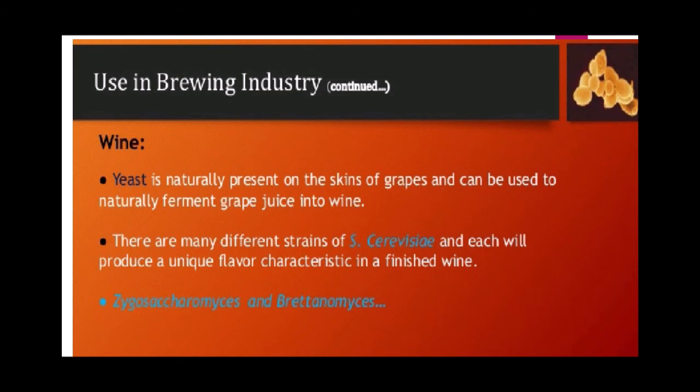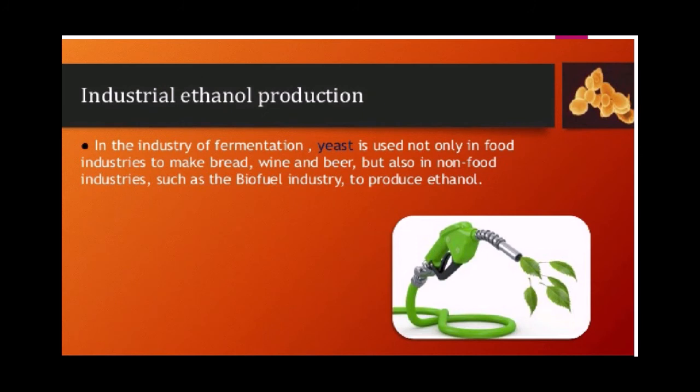Yeast is naturally present on the skins of grapes and can be used to naturally ferment grape juice into wine. There are many different strains of S. cerevisiae and each will produce a unique flavor characteristic in a finished wine. In industrial ethanol production also, yeast is used. In the industry of fermentation, yeast is used not only in the food industry to make bread, wine and beer, but also in non-food industries such as the biofuel industry to produce ethanol.